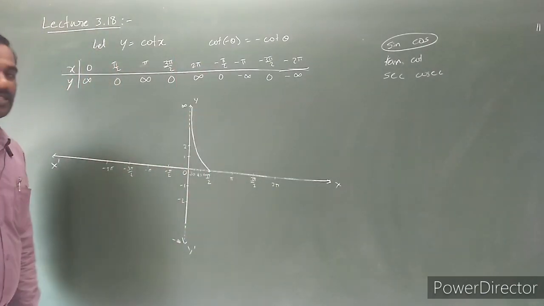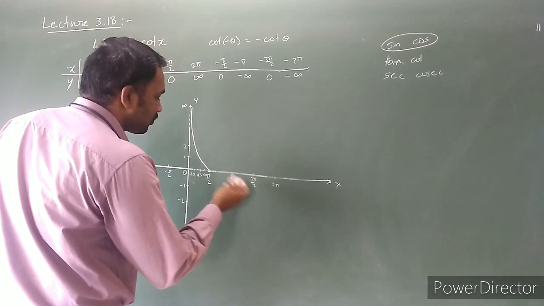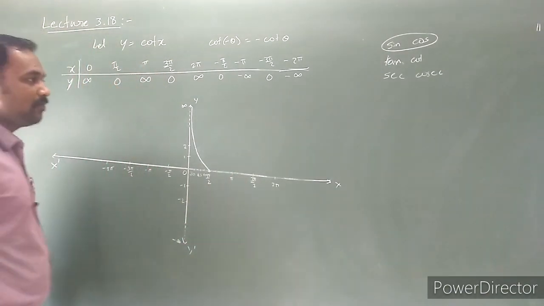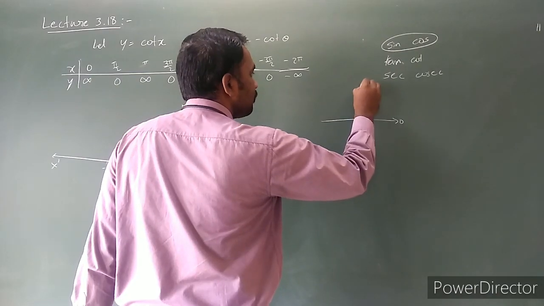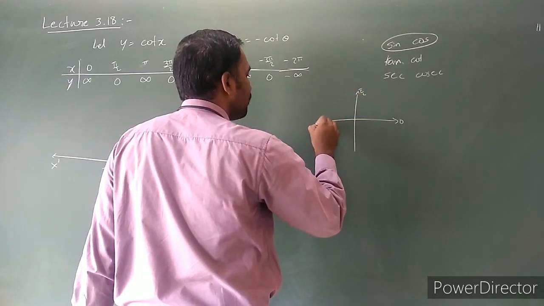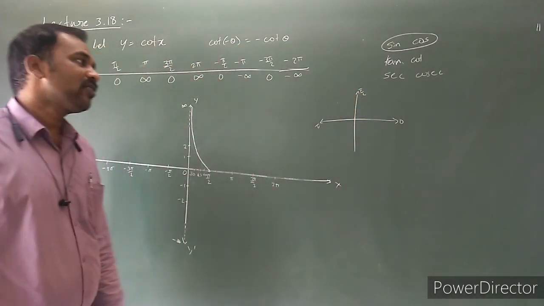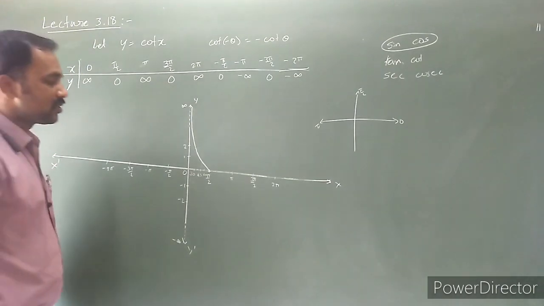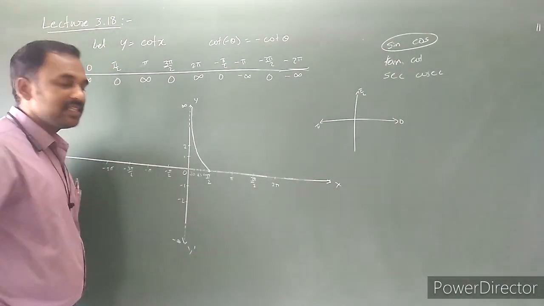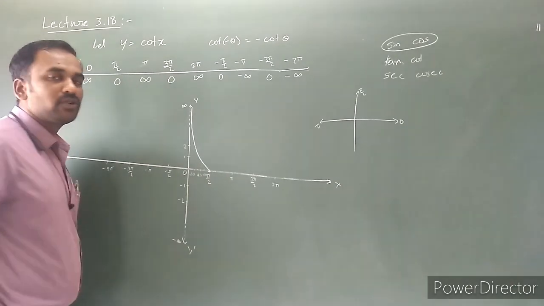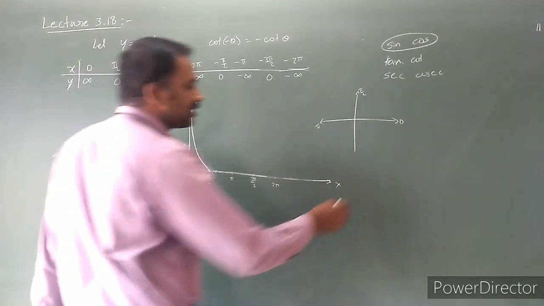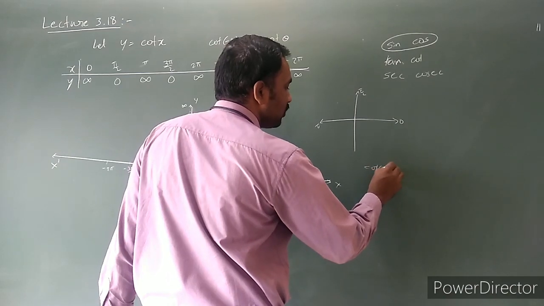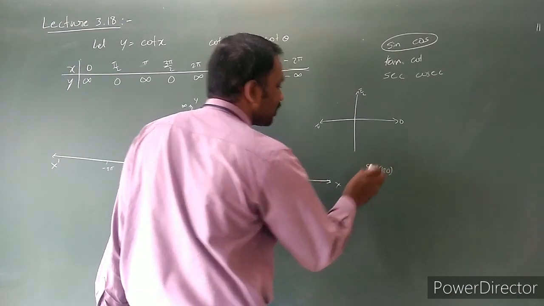In the first quadrant, this is the graph. Similarly, come to pi by 2 to pi. Pi by 2 to pi is nothing but which quadrant? Here is 0, pi by 2, and pi. Second quadrant. In the second quadrant, is cot positive or negative? Negative. So negative means it comes in this direction. Check it: pi by 2 to pi means more than 90 degrees. Take the cot of 120. What is the cot of 120?